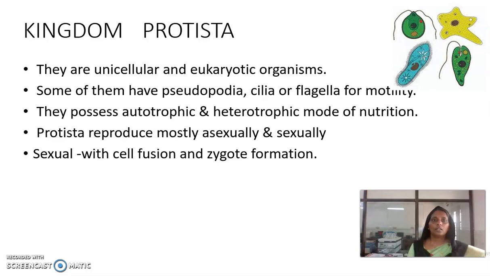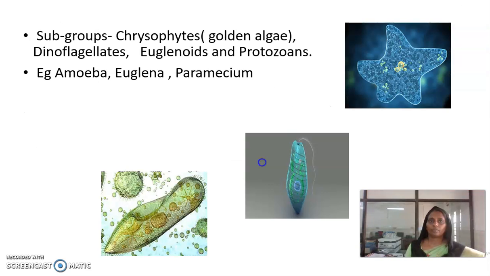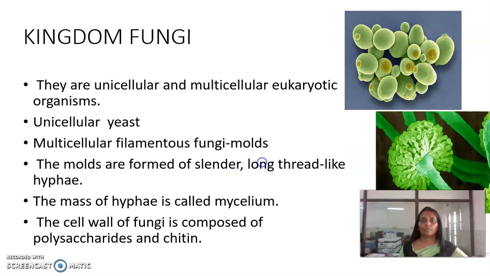And these Protista reproduce mostly asexually and also by sexual means. Sexual means include cell fusion and zygote formation. The main subgroups under Protista are chrysophytes, that is golden algae, dinoflagellates, euglenoids and protozoans. Some important examples are amoeba, euglena and paramecium.